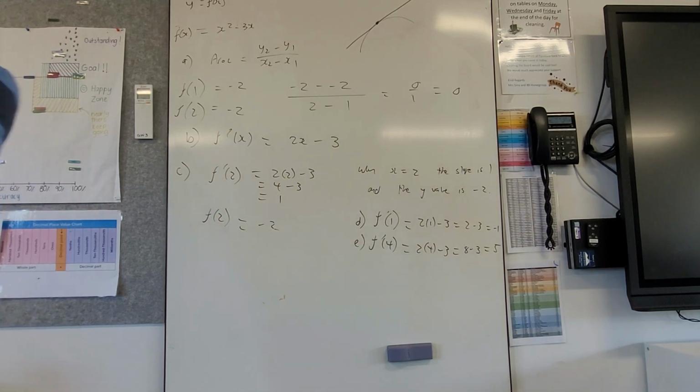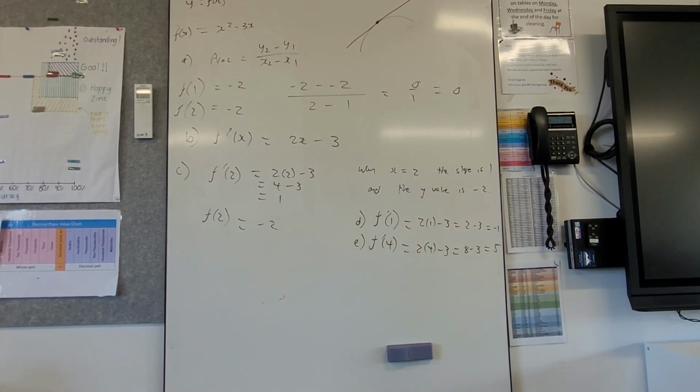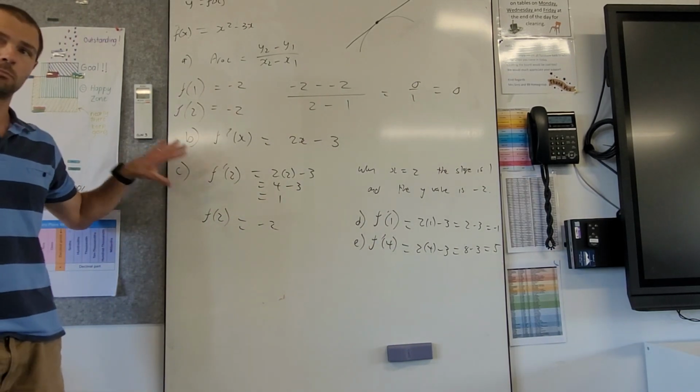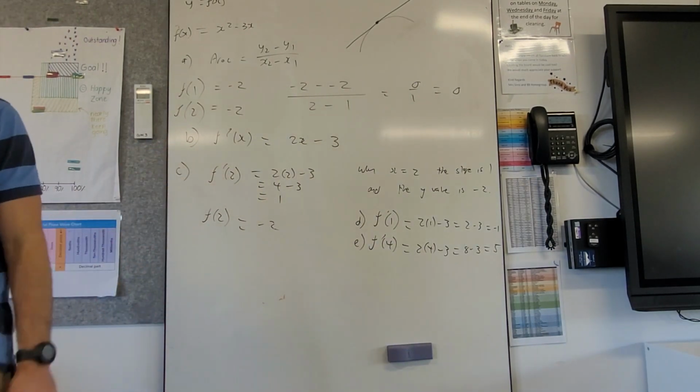Alright, so just beware different ways of asking the same thing. Instantaneous rate of change, slope of the tangent, they mean the same thing. The difference between f of 2 and f dash of 2. This will pop up, okay? This skill will pop up.